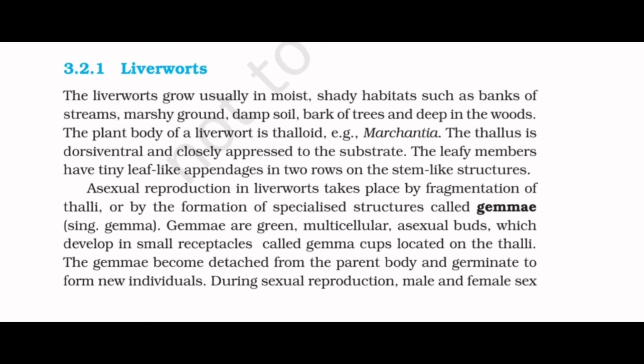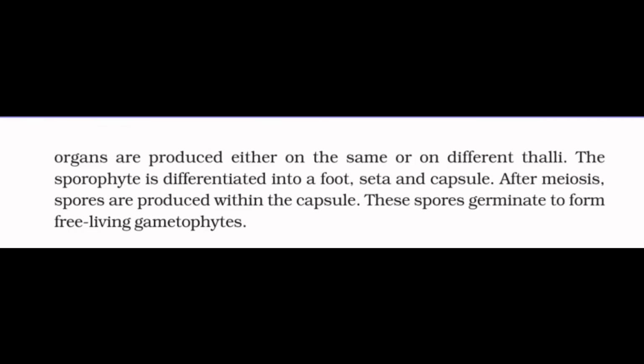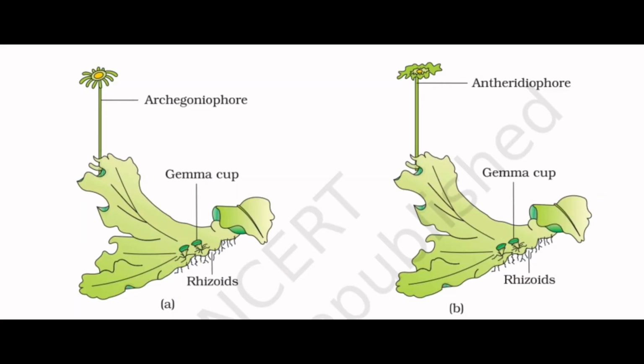During sexual reproduction, male and female sex organs are produced either on the same or on different thalli. The sporophyte is differentiated into a foot, seta, and capsule. After meiosis, spores are produced within the capsule. These spores germinate to form free-living gametophytes. This figure represents a liverwort Marchantia in which figure A represents female thallus with archegoniophore, gemma cup and rhizoid, and figure B represents male thallus with antheridiophore, gemma cup and rhizoids.